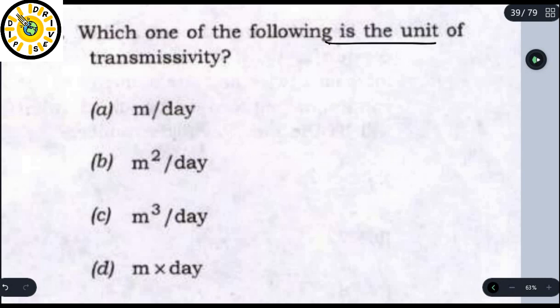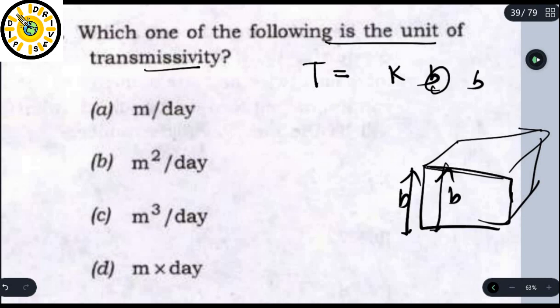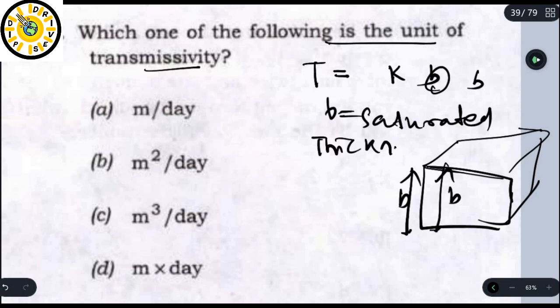Which of the following is the unit of transmissivity? We know transmissivity is the conductivity into thickness, and this part is the saturated thickness. Suppose this is an aquifer, and suppose this is the confined aquifer. This length is the aquifer saturated thickness, B is the saturated thickness, K is the conductivity, so we know transmissivity equals K into B, right?